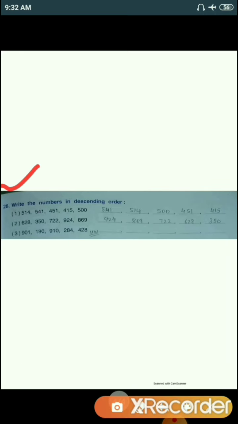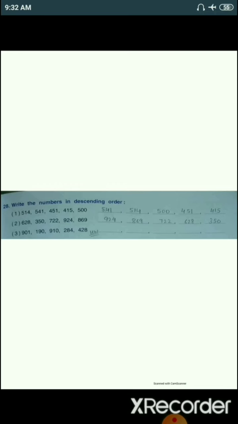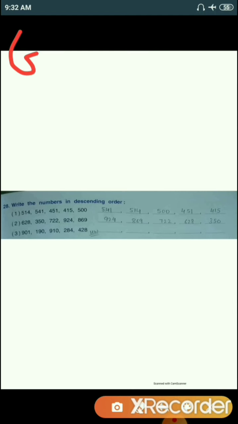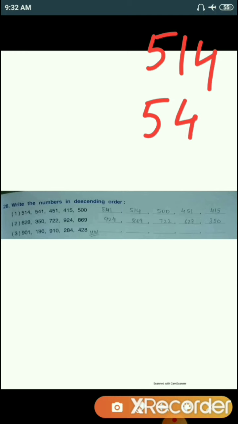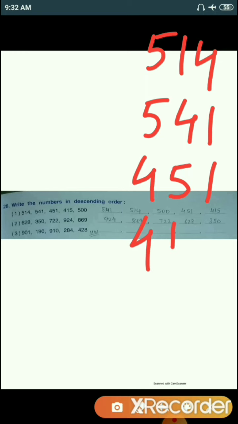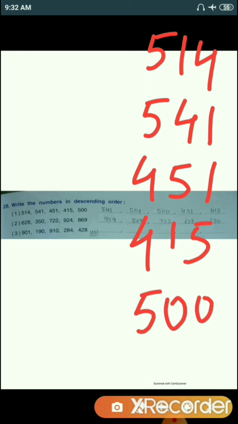Now question number 28. Write the numbers in descending order. What do you mean by descending order? Greatest number to smallest number. So let's start. 514, 541, 451, 415 and 500. Now for the greatest number, you can see here 5, 5 and 5, three 5s are there.